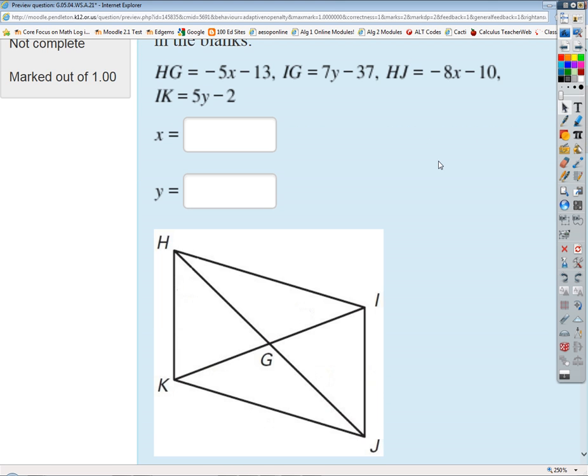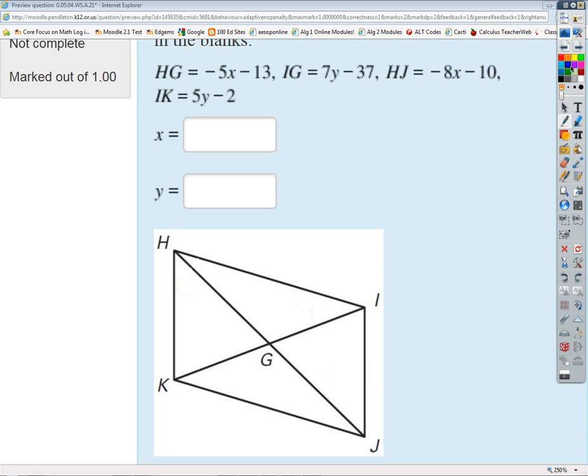Okay, what about this one? Once again, it's a parallelogram. I need to change it to just tell you it's a parallelogram to begin with. So this time we're looking at HG, this segment, and IG, this segment, HJ and IK. What might be an important relationship here? HG is 1/2 of HJ. It looks like it, but we don't know if it is. If it is a parallelogram, let's just start with what we do know. What are these things called?